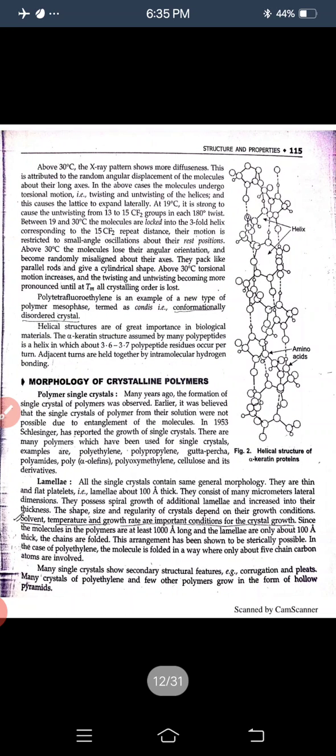Above 90 degrees centigrade, the X-ray diffraction pattern shows diffuse peaks which result from small angular displacement of molecule segments about their long axis. This is the helical structure of the keratin protein.